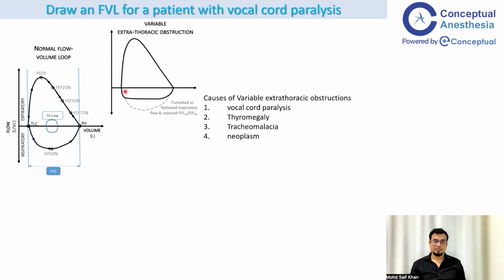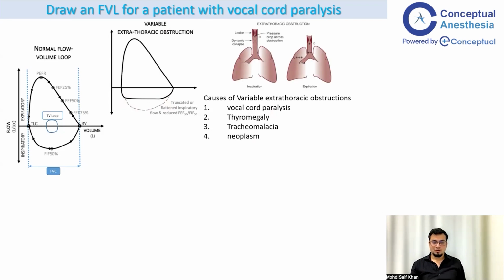Remember that there will be a blunted inspiratory flow, okay, or truncated or flattened inspiratory flow. But there could be various names for the same condition. All right, so I think you can remember this variable extrathoracic obstruction flow volume loop. Now we'll move on.